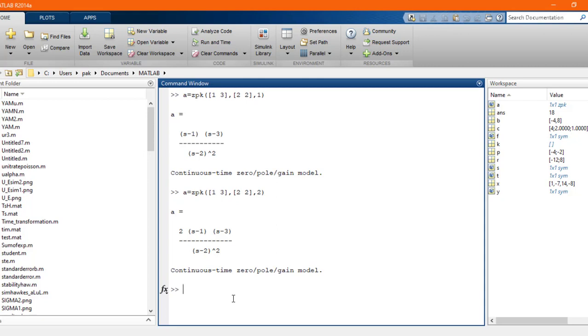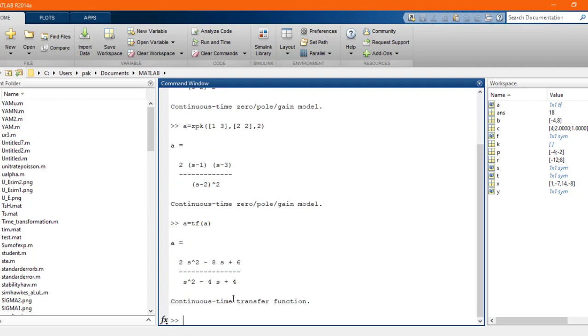You can also convert this ZPK model to a transfer function model. How? I'll use A is equal to TF of A. Let's see what happens. You can see that this ZPK model, the expression that was in factorized form, has been converted to transfer function form through this command, and now this can be converted back to the ZPK model using this command. I'll press enter, and you can see that this rational expression has been converted to the factorized ZPK form of the transfer function by using this command.